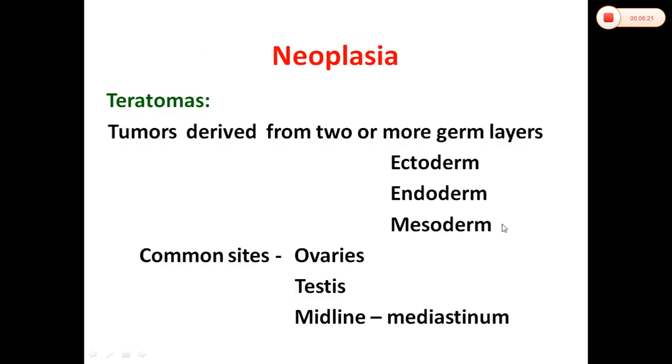Next one is teratomas. In teratomas, the cells originate from two or more germ layers. That means it contains components of ectoderm, mesoderm and endoderm. Such cells can differentiate into any of the cell types like bone, epithelium, muscle, fat, nerve and other tissues. The common sites for the teratomas are ovaries, testes and in the midline in the mediastinum.